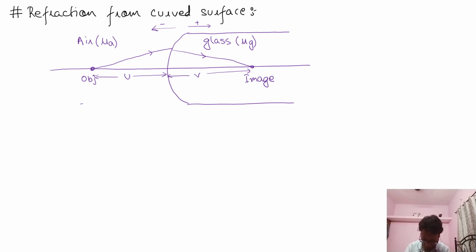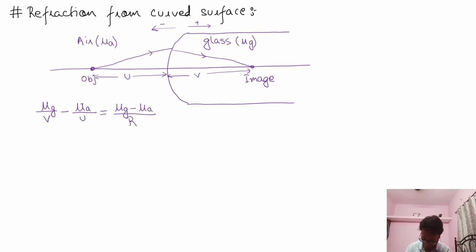The relation between u and v can be given by, see, what is the medium that contains the object? Mu of A, or air, contains the object, divided by, acha, I wrote a little bit wrong, okay? We start with image. What is the medium that contains the image? The glass contains the image. So refractive index of glass divided by distance of image from the surface, minus refractive index of air divided by object distance, because the object is kept in air, is equal to refractive index of glass minus refractive index of air divided by radius of curvature of the surface.